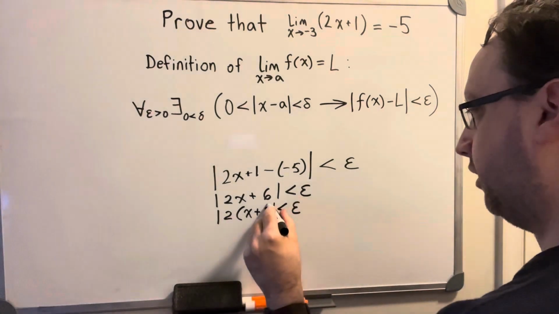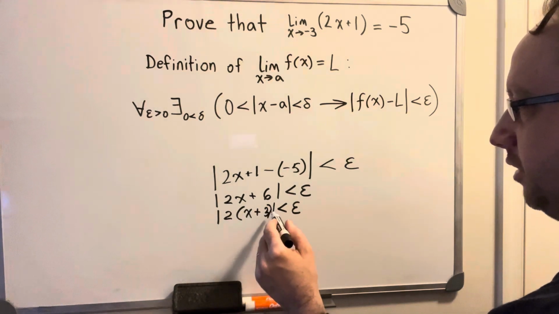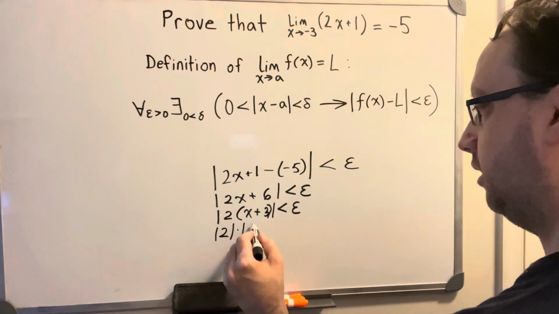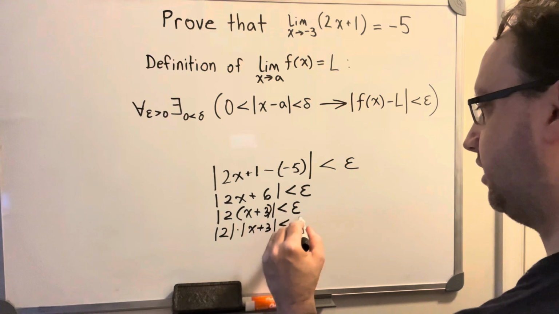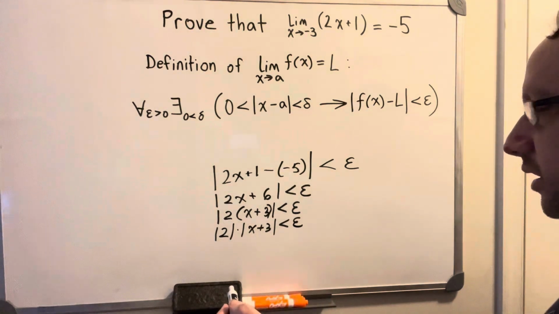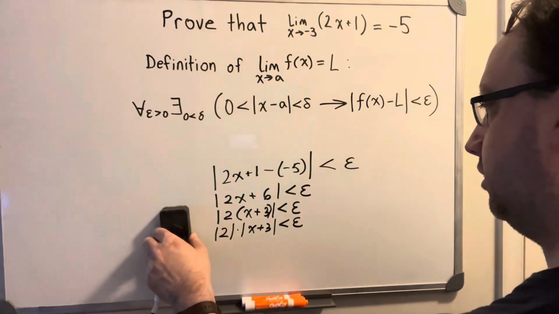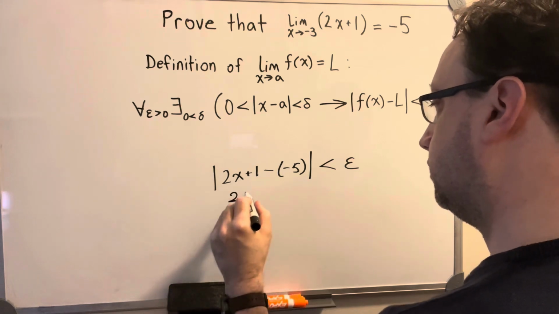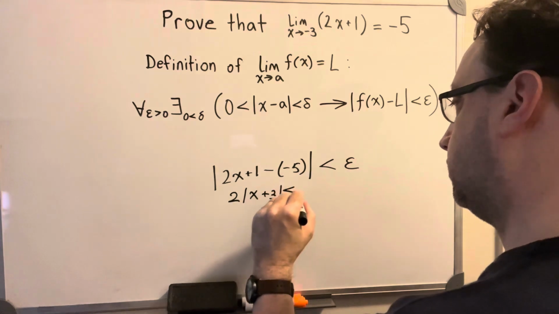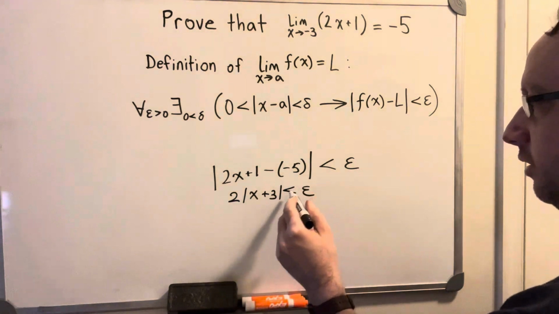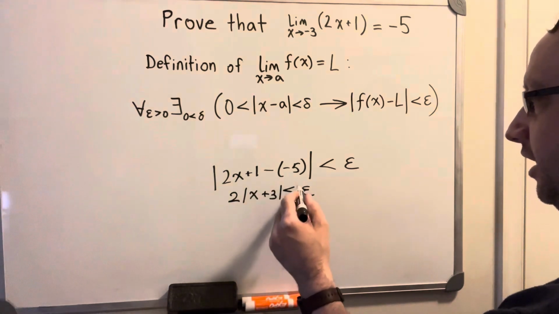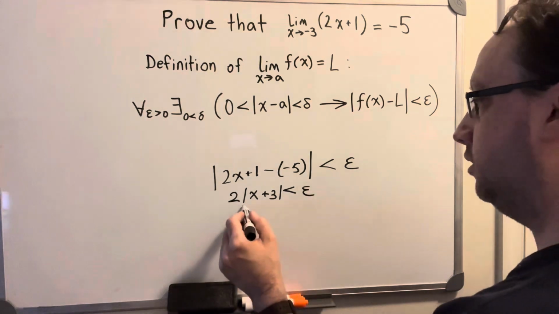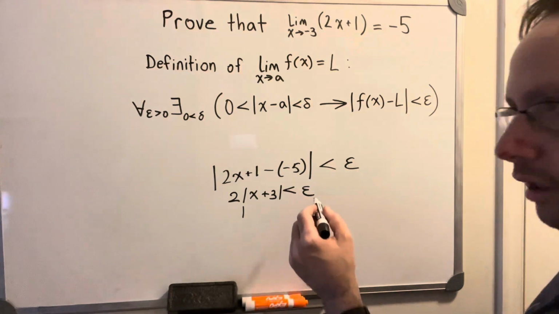What do we have here? Let me put the parentheses. We have 2 times x plus 3. So we can make this the absolute value of 2 times the absolute value of x plus 3 less than epsilon. What's the absolute value of 2? It's just 2, right? Okay, I'm going to rewrite to save some space. Now we have an inequality expression. 2 times the absolute value of x plus 3 is less than epsilon. We can divide both sides by what to get this all by itself? 2. So we can, and 2 is a positive number, so the inequality does not change directions.